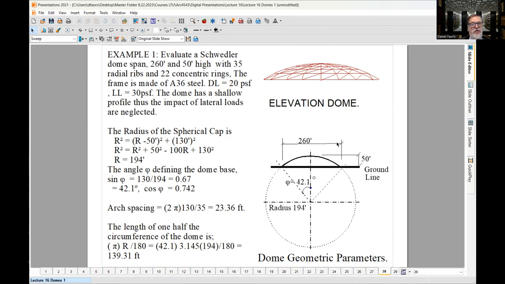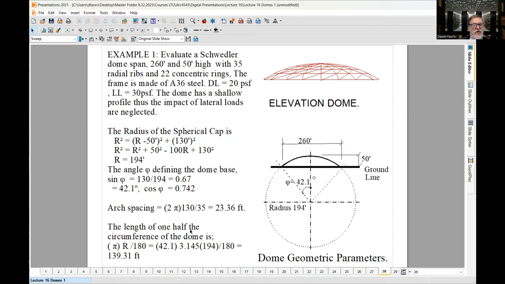I'm 50 feet off the ground, 260 feet wide. My arch spacing would be 2 pi times 130 divided by 35, which are the radial ribs. So on the ground, these ribs would be 23.36 feet apart.